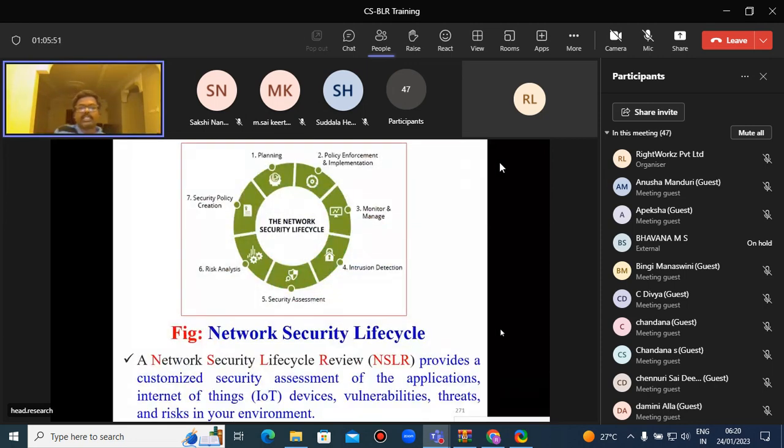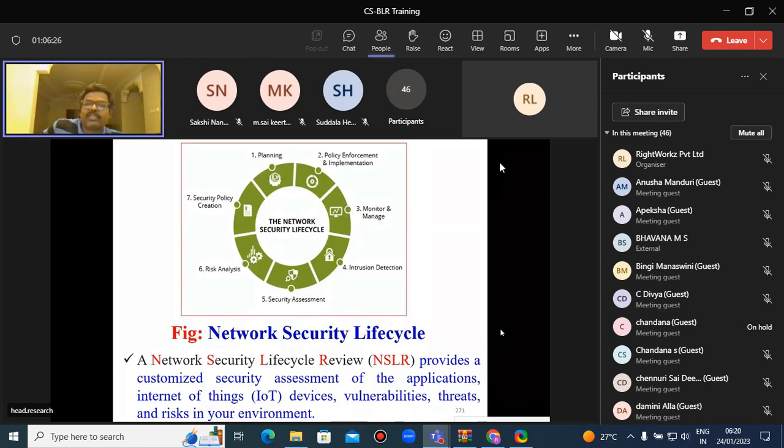So this is the network security life cycle. It provides a customized security assessment of the applications, Internet of Things, devices, vulnerabilities, threats and risks in your environment. The life cycle consists of 7 steps. The first one is planning: to mention what type of attacks happened at the network level.